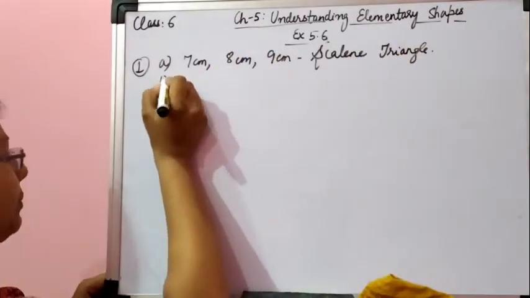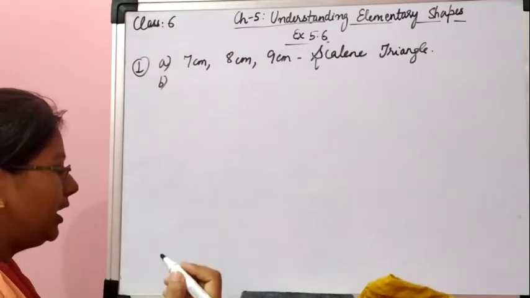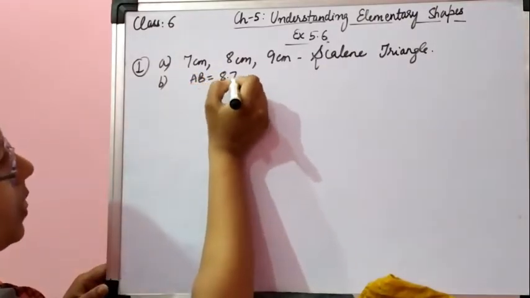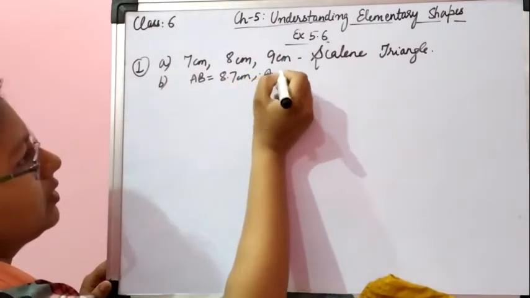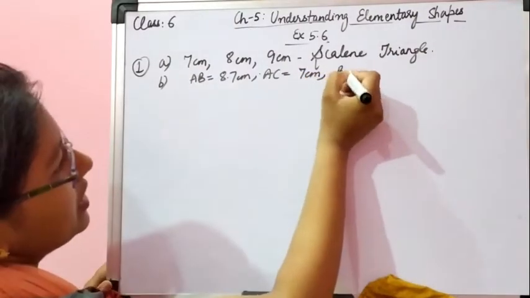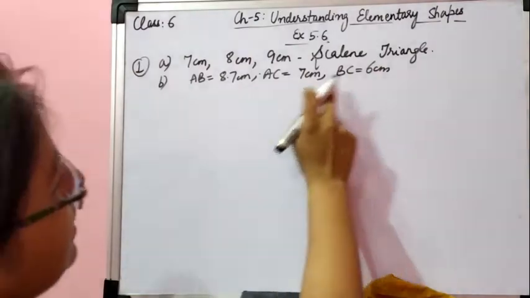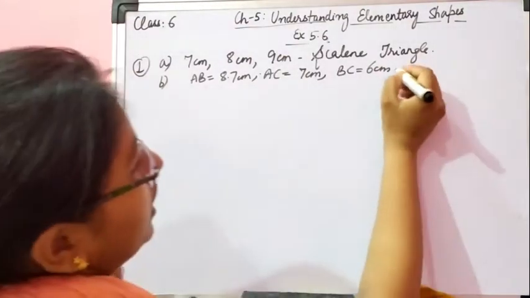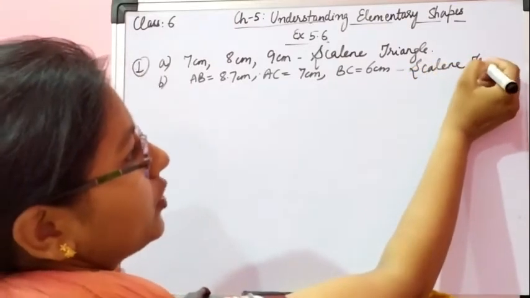Now next is B part. Triangle ABC with AB 8.7 centimeters, AC 7 centimeters and BC equal to 6 centimeters. Again 3 sides of the triangle are given to us and all 3 sides are unequal. So again it's a scalene triangle.